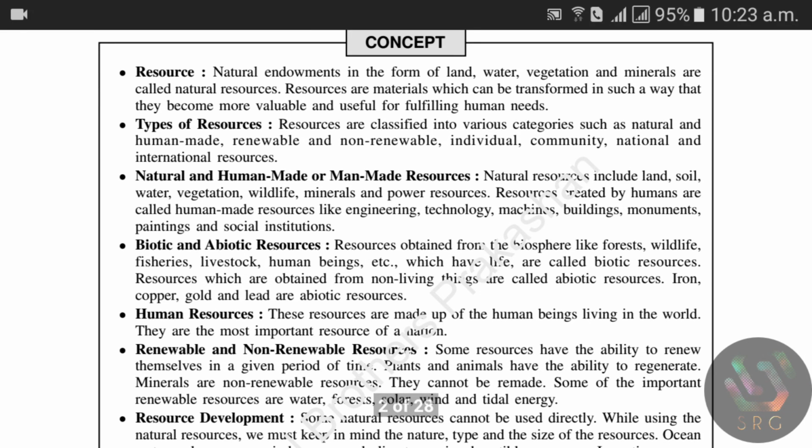Secondly, types of resources. Resources are classified into various categories such as natural and human-made, renewable and non-renewable, individual, community, national and international resources. Many types of resources are there. The classification is like you did in biology, the diversity which you read.